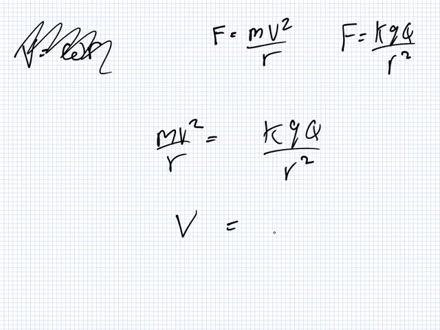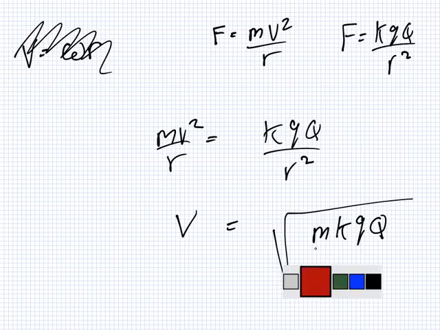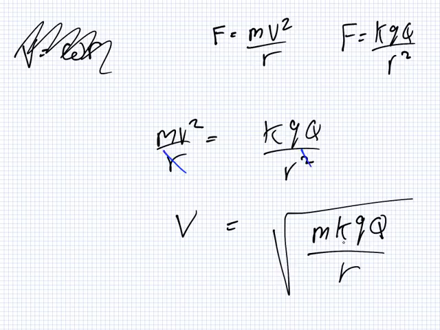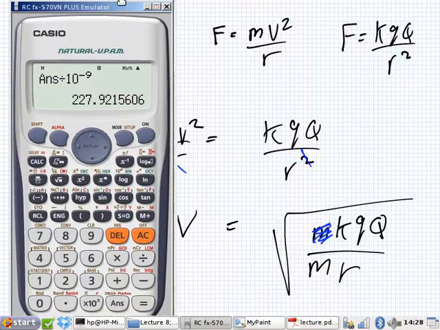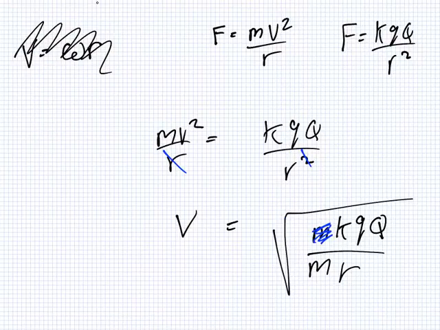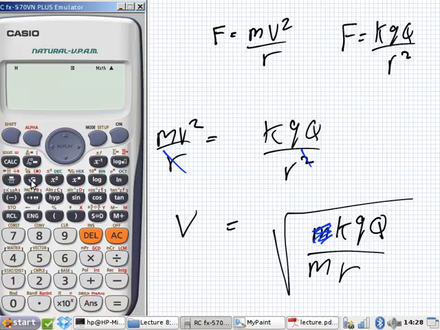So v equals the square root of k Q q over m r. That's it. Just root of that, because I can cancel one of these with that. Yeah. That's fine now. It looks fine to me.